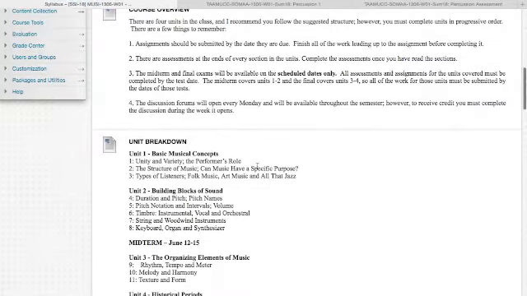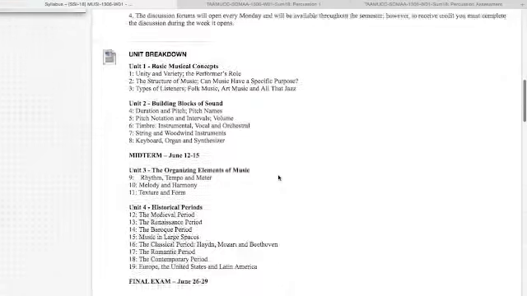The discussion forums will open every Monday and will be available throughout the semester. However, to receive credit, you must complete the discussion during the week it opens. I will explain that in a moment, and there is a video about the discussion forums you can also look at. Here's the unit breakdown.